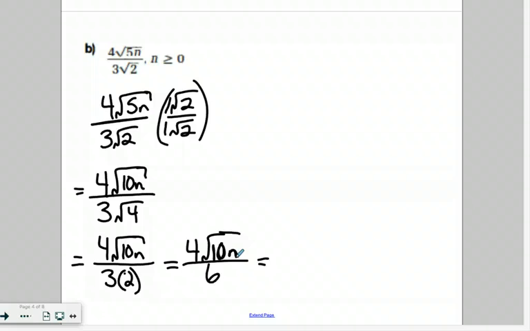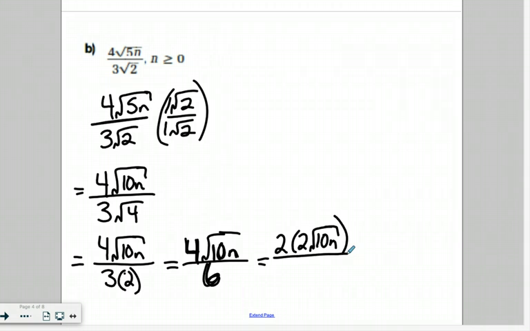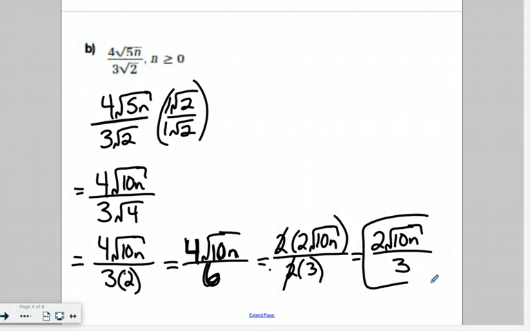But what you should notice here is that both the 4 and the 6 have a common factor of 2, which essentially means you're factoring out a 2, and you're rewriting this as 2 times 2 root 10n, and you're rewriting the denominator as 2 times 3, and then you're just canceling the 2's, and your most simplified expression is 2 root 10n over 3, right? So similar to what we were doing with rational expressions as well, finding common factors and canceling them out. And that would be our final answer there, okay?